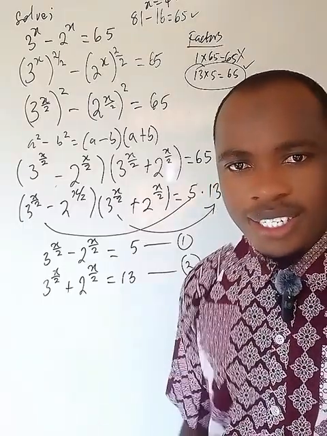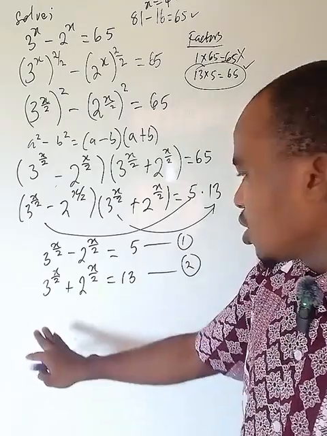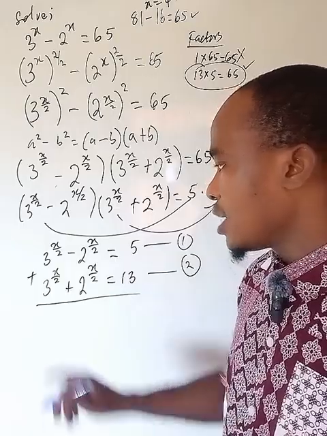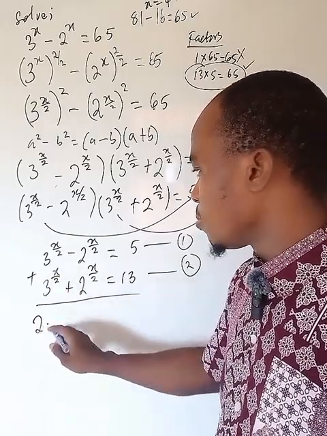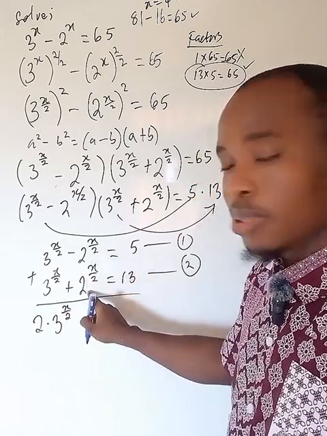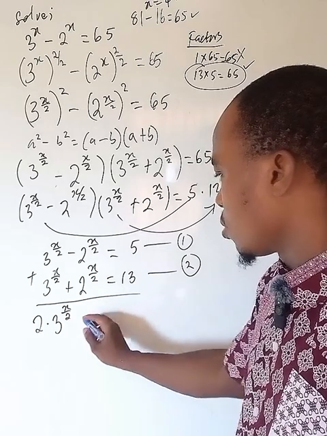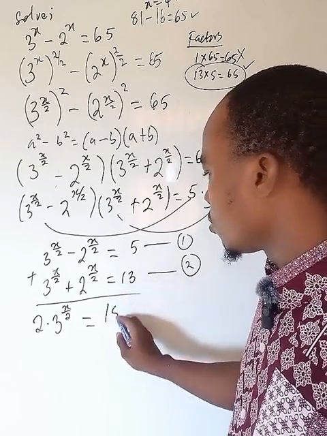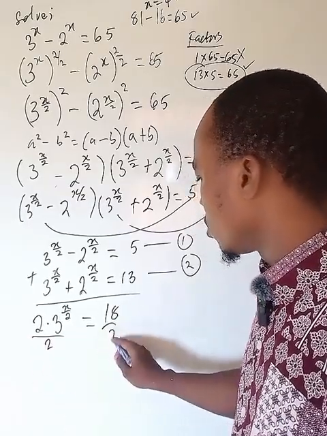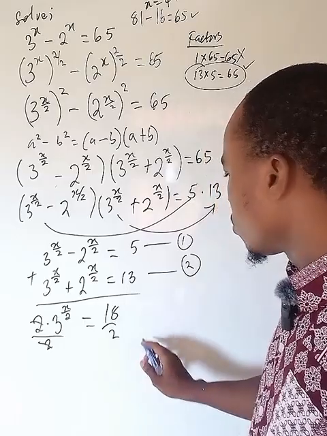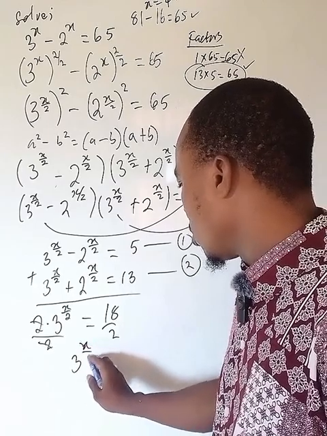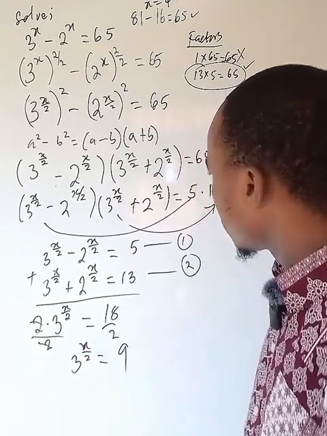Now from there, the next thing we're going to do is solve this simultaneously. I'm going to add this, and this is going to be 2 multiplying 3 to the power of x all over 2. Then this plus this will be cancelled, becomes 0. So we have this plus this, we have 18. Now from here, you're going to divide both sides by 2. This will cancel this. So here you're going to have 3 to the power of x over 2 equals 9.